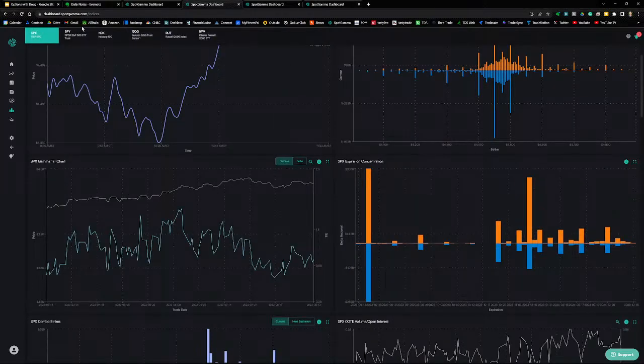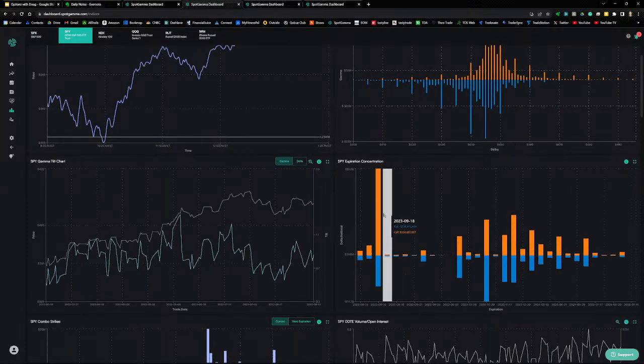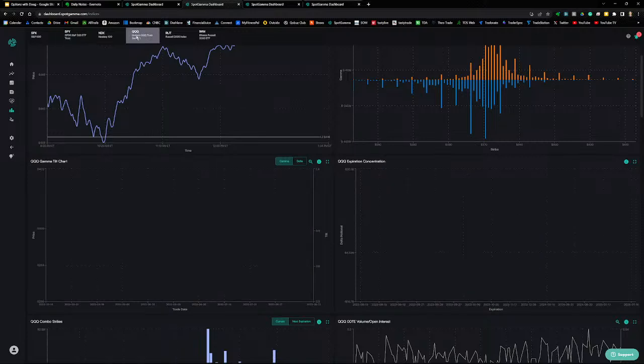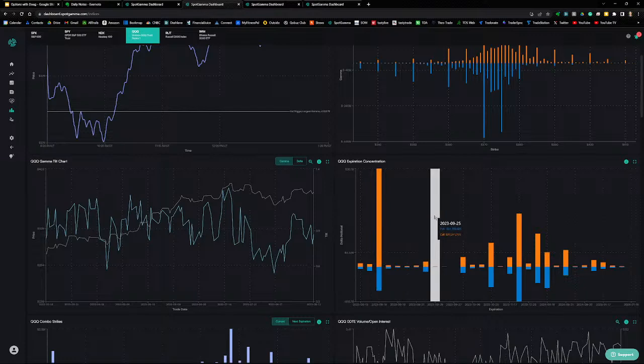Let's just take a quick look at SPY and QQQ. Again, here's the September expiration, very clearly call dominated for SPY, as well as QQQ, very clearly call dominated. And call delta notional, I forgot to mention, is shown by the orange bars above the zero line, and then put delta notional is shown with the blue bars. So we're comparing the orange bar to the blue bar.